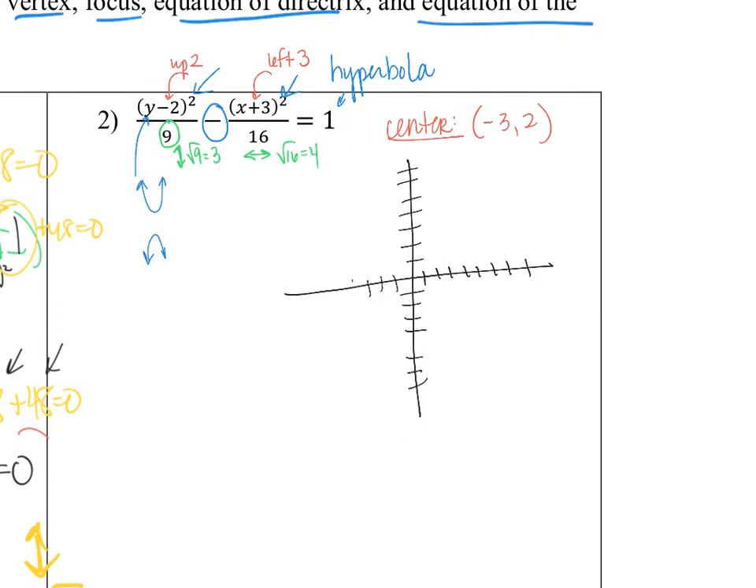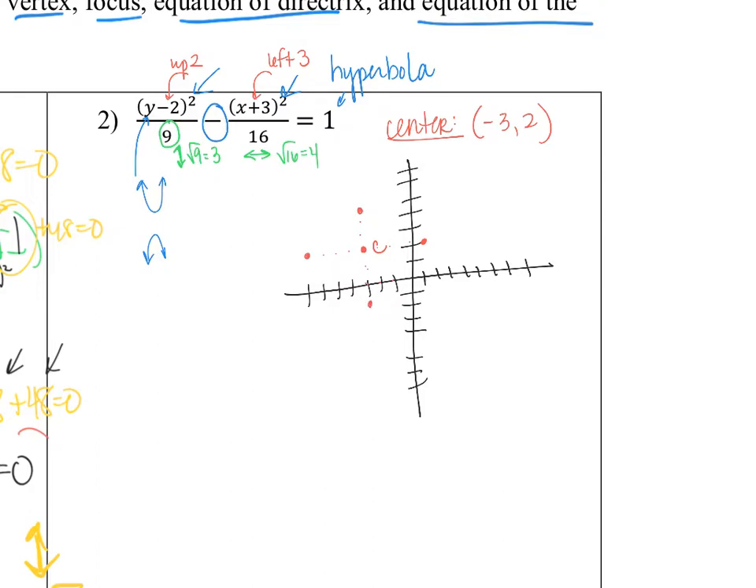So I'm going to start by plotting my center on there, which is -3, 2. So -1, 2, 3, up 2. So my center. And then I go left and right 4. 1, 2, 3, 4. 1, 2, 3, 4. And then up and down 3. 1, 2, 3. 1, 2, 3.